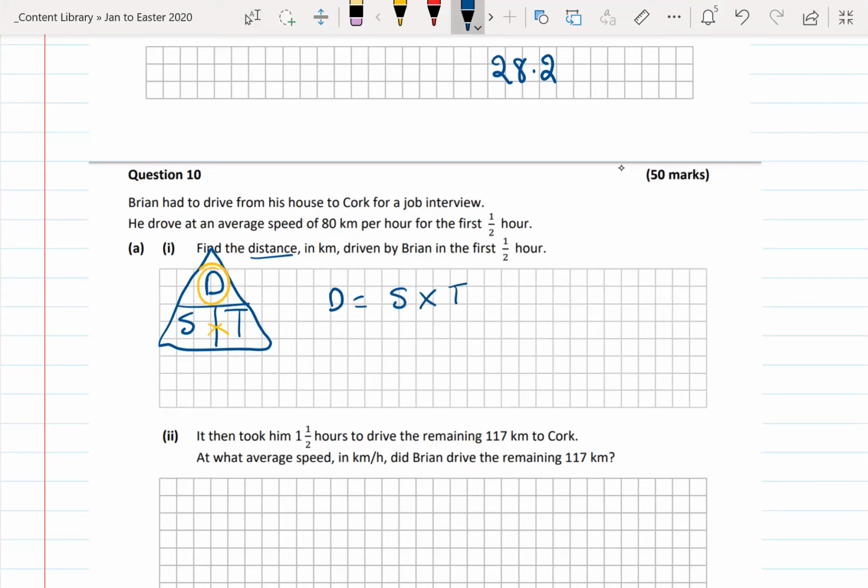He drove at an average speed of 80 kilometers per hour, multiplied by the time for the first half hour. So the first half hour is 0.5 of an hour. Okay, so we multiply that out, we get 40 kilometers.